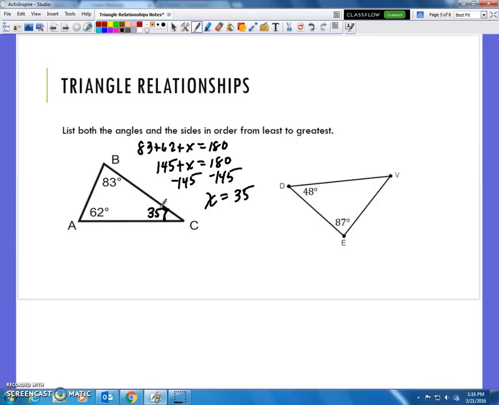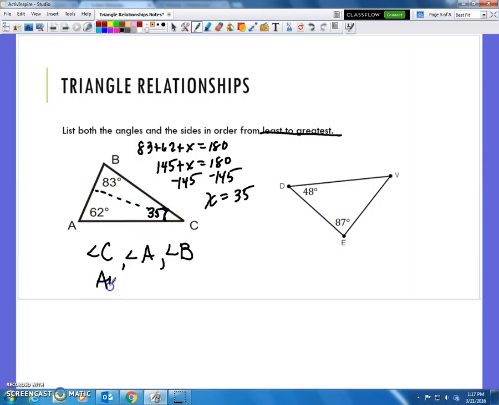And I'm going to start by saying angle C is the smallest. Angle A is the second smallest, and angle B is the largest. So we're going from least to greatest. I'm just doing that by looking at the angle measure. So I had to figure out what this angle measure was before I could list my sides in order, or my angles in order.